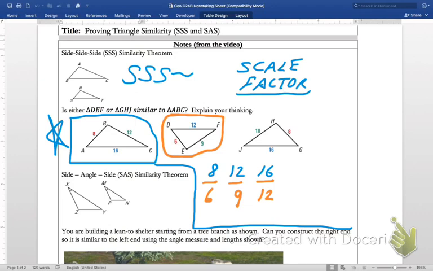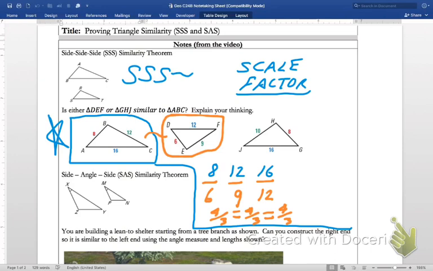So, do all three of these fractions reduce down to the same thing? Well, 8/6 reduces to 4/3. 12/9, we can divide everything by 3, 4/3. 16/12, divide everything by 4, 4/3. Aha! Equal. All the sides are in the same ratio. 4/3 is a scale factor from the big triangle to this small triangle here. So we can say that these two triangles are similar by SSS.